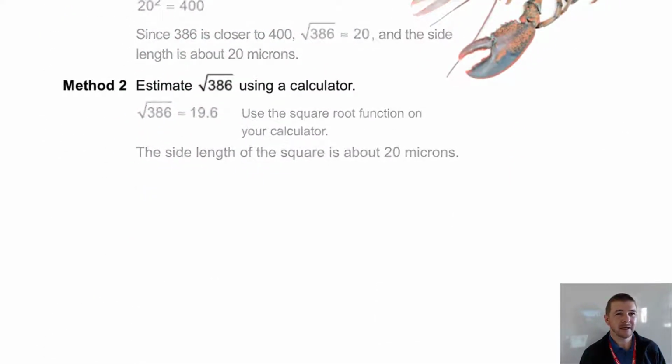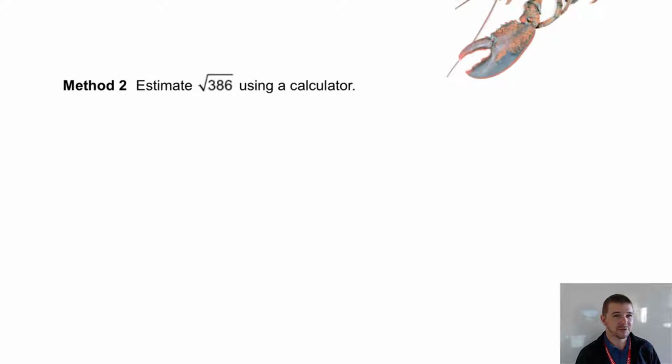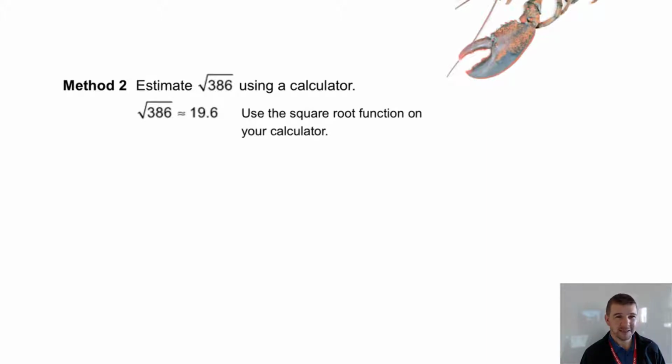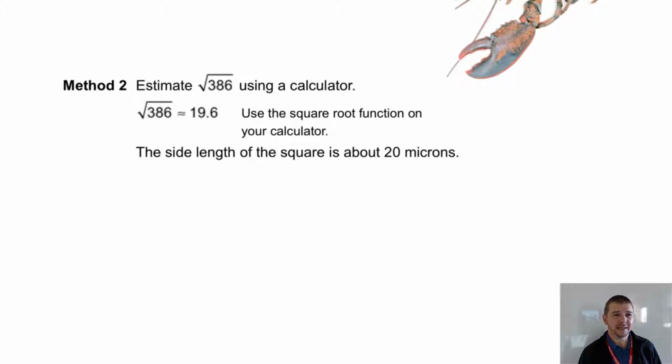Method 2, we can estimate the square root of 386 using a calculator. On a calculator, if we evaluated the square root of 386, we'd find it to be approximately equal to 19.6. So we could state the side length of the square is about 20 microns.